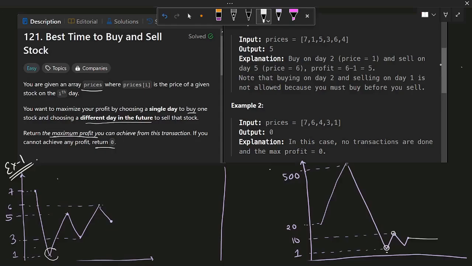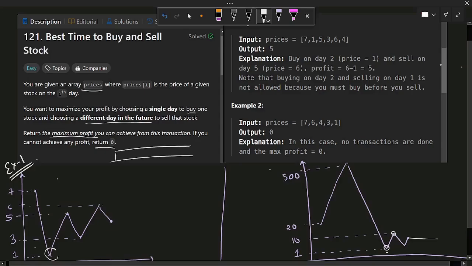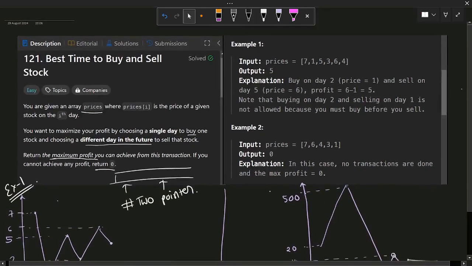Now, this kind of problem, where you are given an array and you need to find two values and the difference of the two values must be maximum, right? This kind of problem can be solved using a method called two pointer. Now, in this kind of method, let's look at the example first.